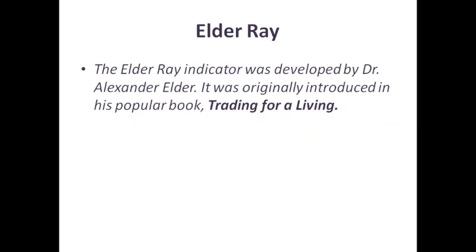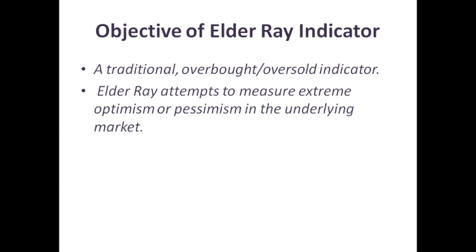First, the Elder Ray. The Elder Ray indicator was developed by Dr. Alexander Elder, and it was originally introduced in his popular book Trading for a Living. Now, the objective of the Elder Ray indicator. This indicator is a traditional overbought and oversold indicator, where Elder Ray attempts to measure extreme optimism or pessimism in the underlying market. This is the main objective of this indicator.